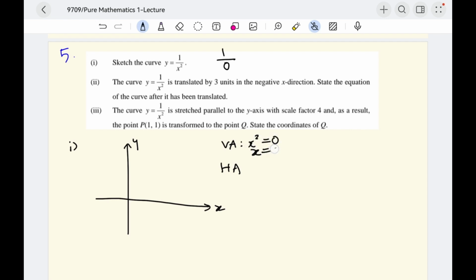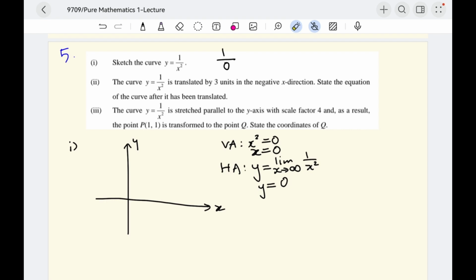So that means your vertical asymptote is x equals 0. For the horizontal asymptote, you need to learn the limit as x goes to infinity for 1 over x squared. This one you will learn in Further Maths chapter 2, which is rational functions and graphs. I may evaluate this as y equals 0, which means your asymptotes are x equals 0 and y equals 0.